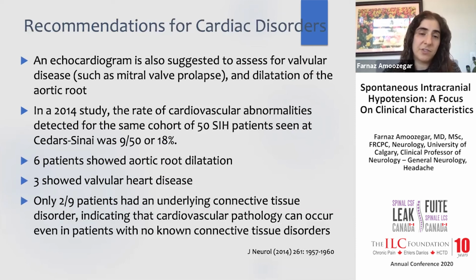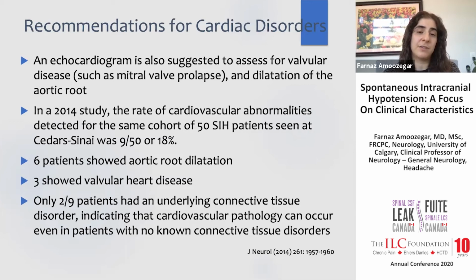And then to go on just to discuss some recommendations for cardiac disorders. Like we talked about, patients can be at higher risk for cardiac conditions as well. So an echocardiogram is suggested to assess for valvular disease; particularly mitral valve prolapse seems to be one of the most common things that's seen. Also dilatation of the aortic root can be seen.